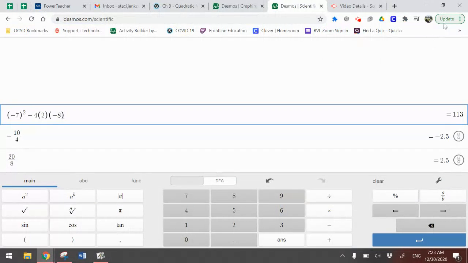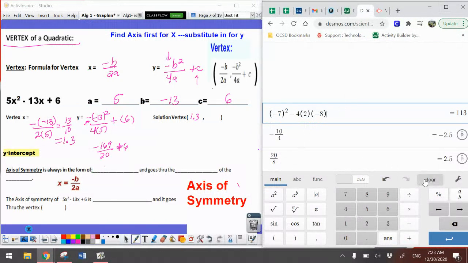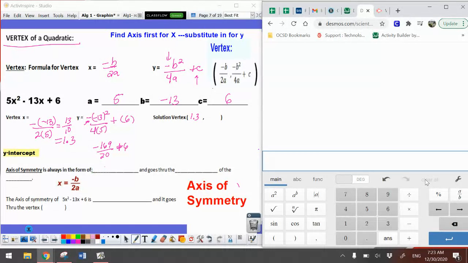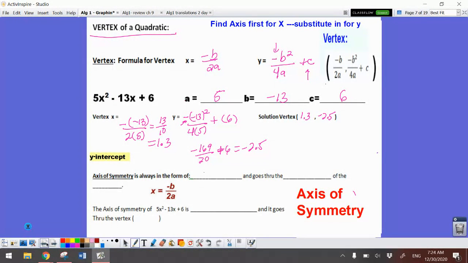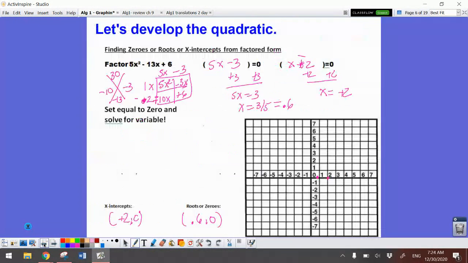So let's go ahead and get our calculator up here. Let's clear all this stuff out. And we have -169 divided by 20 plus 6. That gives me -2.5. So -2.5. Okay, so let's go backwards to our graph here. 1.3, -2.5. So our vertex is 1.3, -2.5.